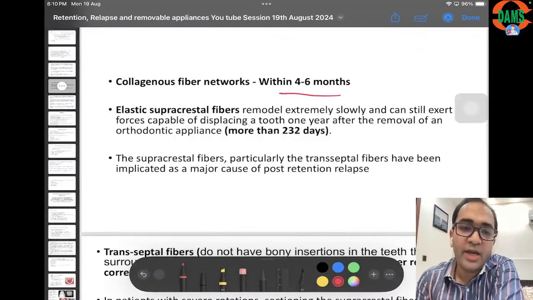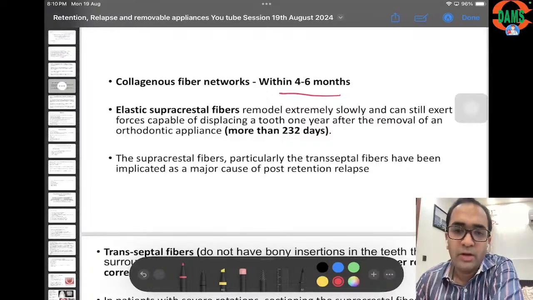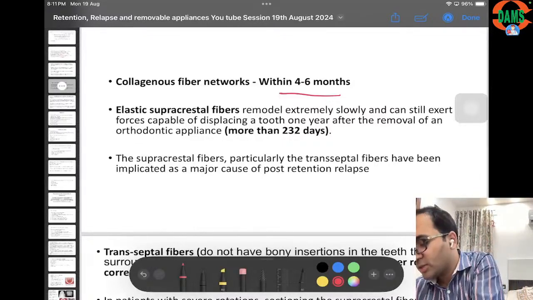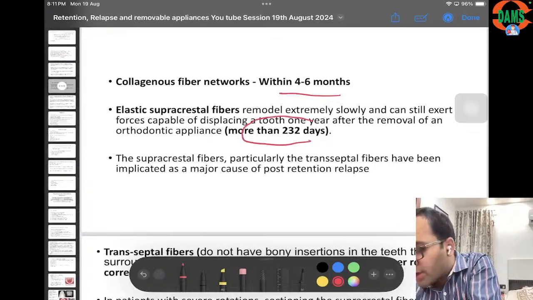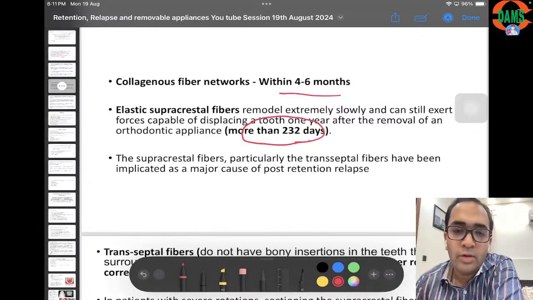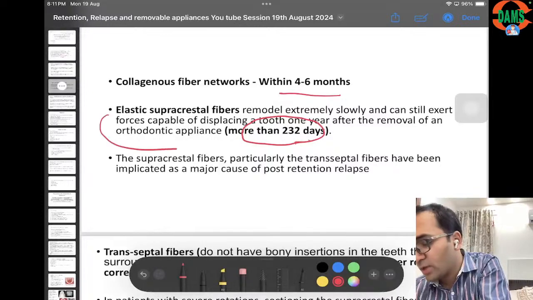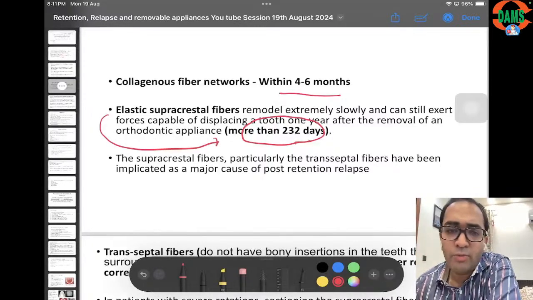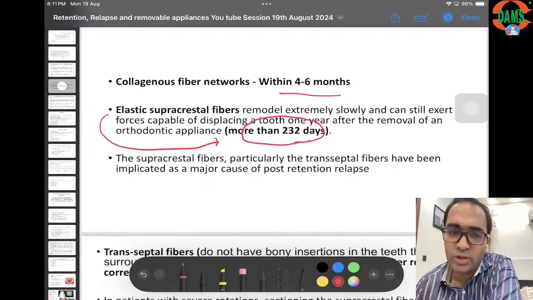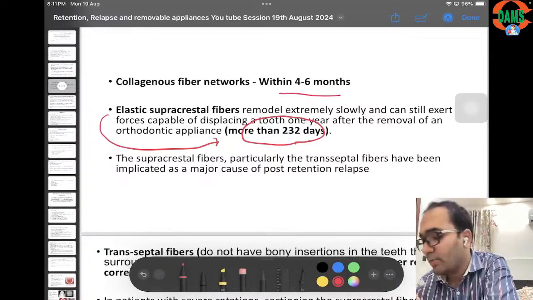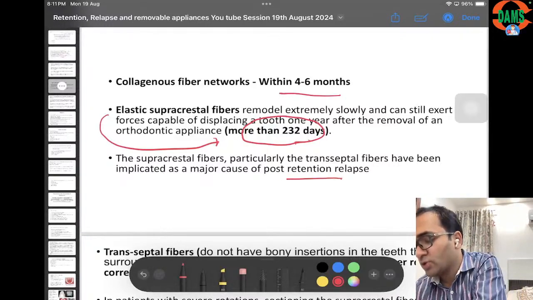Out of this collagenous group, the elastic supracrestal fibers remodel extremely slowly and can exert forces capable of displacing a tooth even after a year. Just note down this figure: they take more than 232 days to adapt to the new position. That is, the elastic supracrestal fibers take more than 232 days to remodel. And the supracrestal fibers, particularly the transseptal fibers, are implicated as the major cause of post-retention relapse.